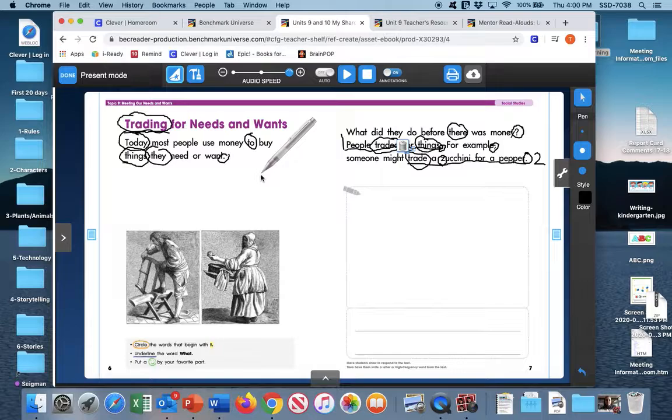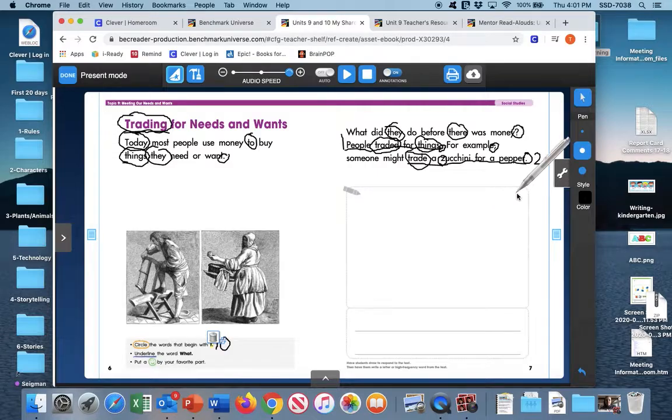Okay, so we found quite a few. Let's count them. 1, 2, 3, 4, 5. Oh, here's another one. Whoops. 6, 7, 8, 9, 10. So we're going to come down here and write 10. And then it says to underline the word what. What is going to be your new sight word for this week? And that will be in your phonics lesson, either today or tomorrow.